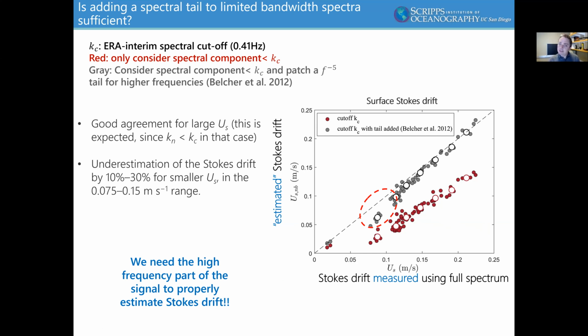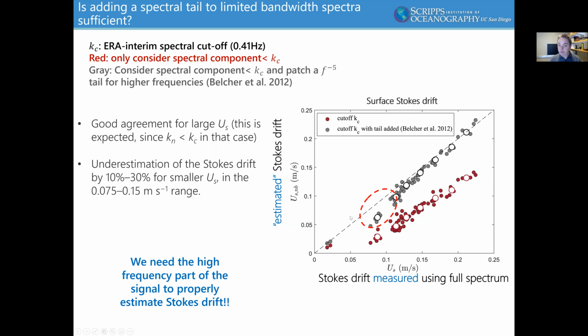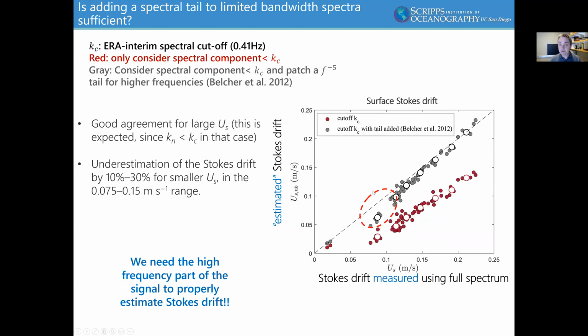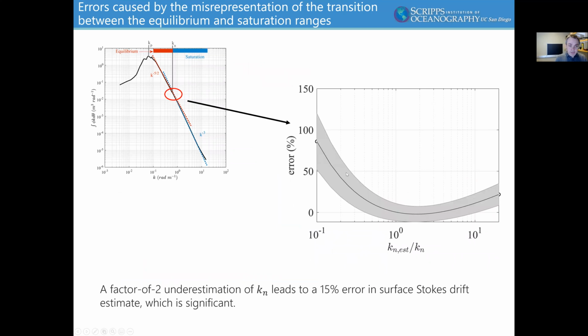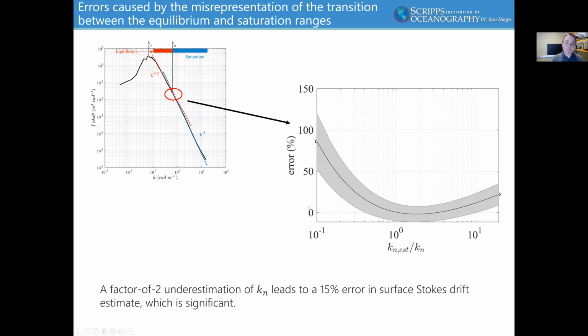And what you see is when you add a tail, obviously, you do a much better job than with no tail, especially for large U, which corresponds to this case over here. On the other hand, for smaller U, where kc is going to be smaller than kn, then you start getting into trouble, and you have this underestimation of the Stokes drift. So you really have to be paying attention as well to the shape of the tail that you're patching to your limited bandwidth spectra.